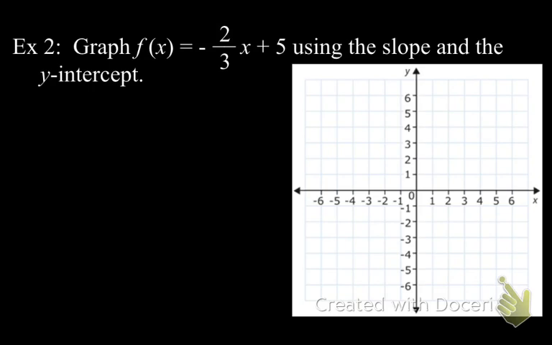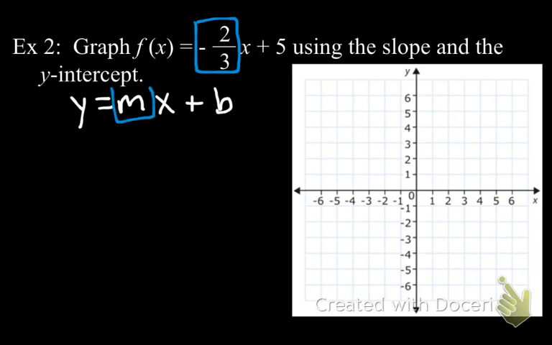Now we're going to graph, for example 2, f of x equals negative 2/3 x plus b, or plus 5. So you'll notice this is in our format of y, or f of x, equals m times x plus b. And we can see here this is going to be the m, the number in front of the x is always the m, and then the b is always the number that's over here by itself.